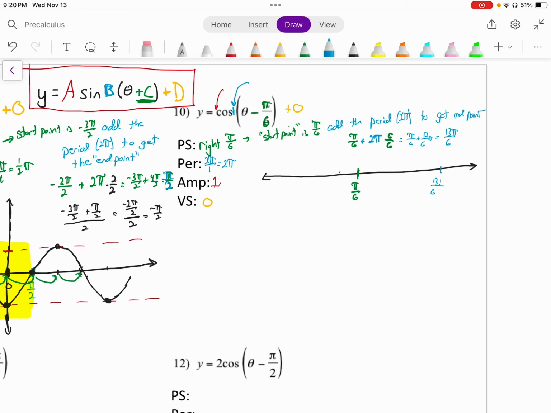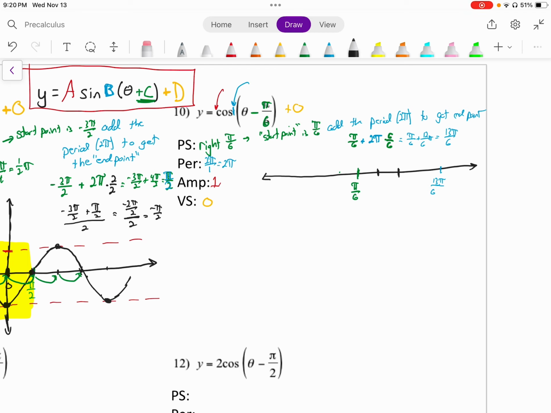Some of you are thinking I made that harder than necessary. Probably. So we could have done pi over 6 plus 2 pi is 2 and 1/6. But there we have 13 pi over 6. We split that into fourths.